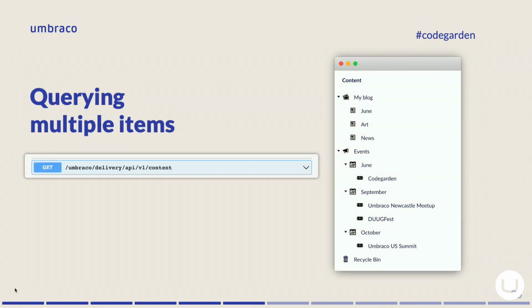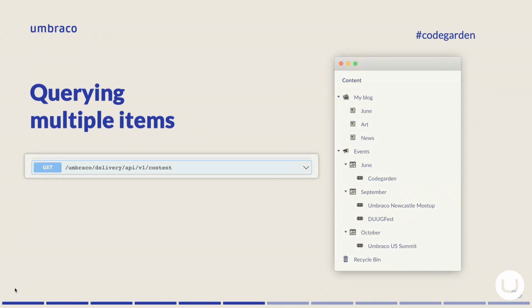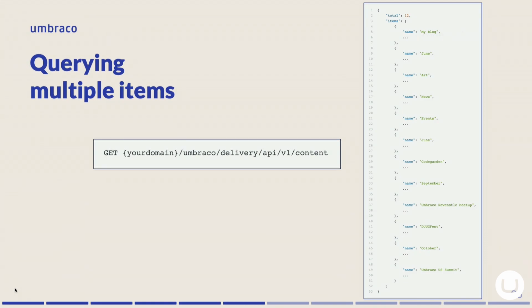Now that we have examined all our content nodes, let's use the Delivery API option to get everything from our content section. Here is our request, the query endpoint, and the resulting output. You notice a different structure. We have a total number of nodes and an array of items. Each item follows the exact same format as we saw earlier. That's why I chose to exclude it to save some space.